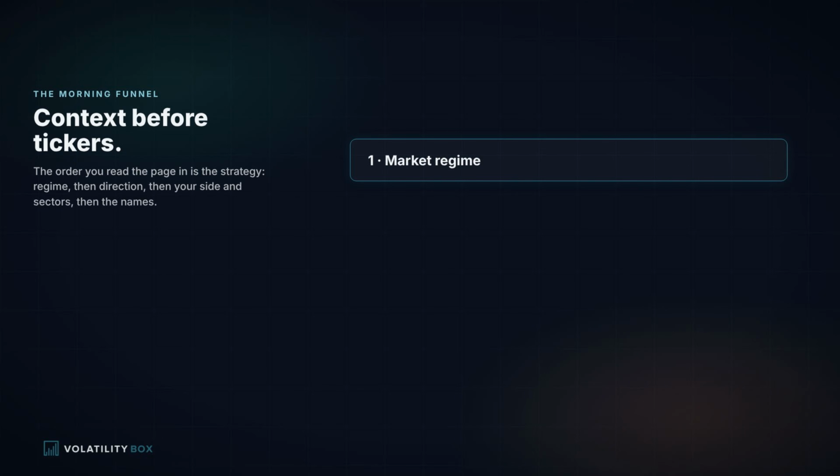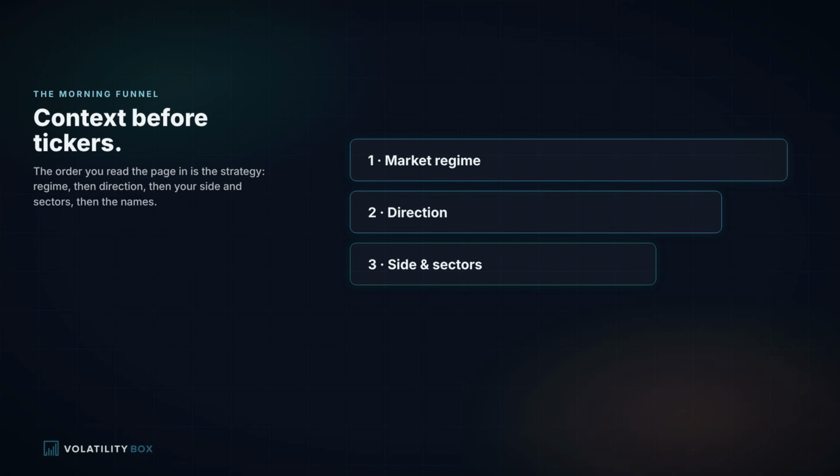Notice the order. We start with the market regime, then we have the direction, then we have your sides and sectors, and then we come down to individual names. This is the funnel that we look at when we approach the markets every single morning, starting with the broad market overview and then focusing to exact places where we want to take advantage of the volatility.